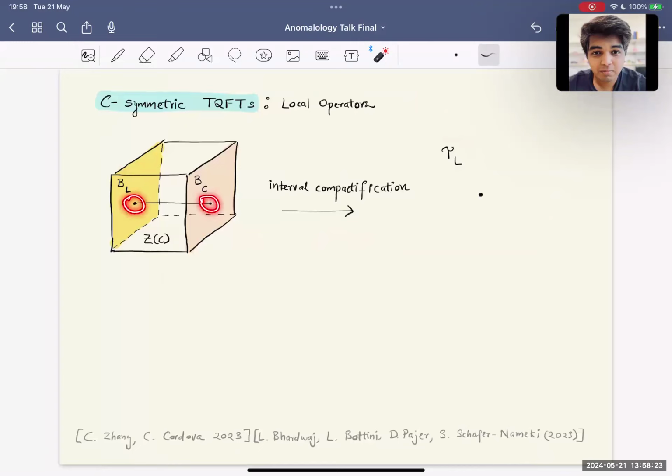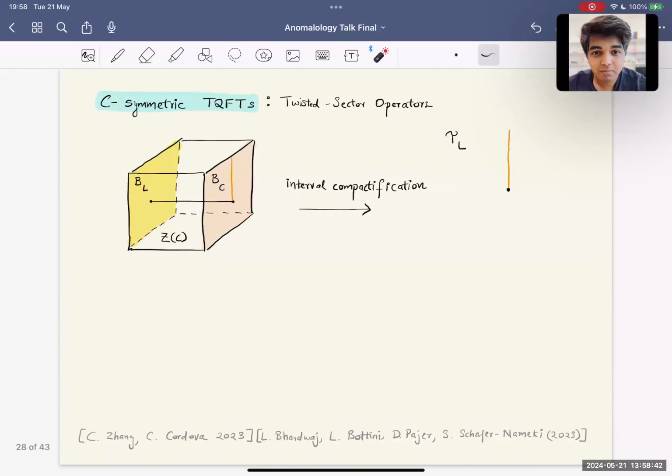If you have a line operator which ends on both sides, when you shrink this picture, you get a topological local operator of the C-symmetric TQFT. This is how you get some data of the C-symmetric TQFT from the compactification of the sandwich picture. Some line which is ending on both sides gives you a local operator. If you have a line which ends on one side, and a line which has a tail on the other side, when you shrink, you get a twisted sector local operator. It's not really a local operator. It's a point operator which sits at the end of a line operator, which is clear from this picture. You shrink it, this line becomes this point, and this yellow line remains as a topological line of the TQFT, and that's how you get this twisted sector.